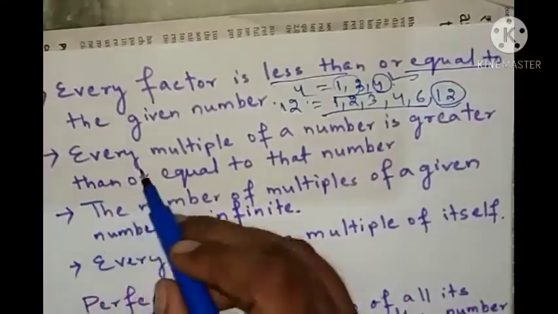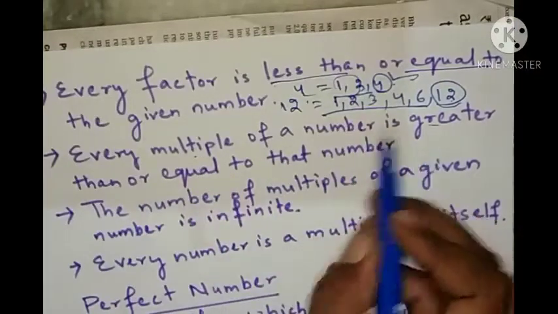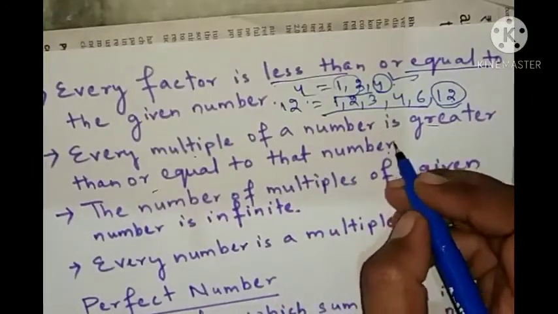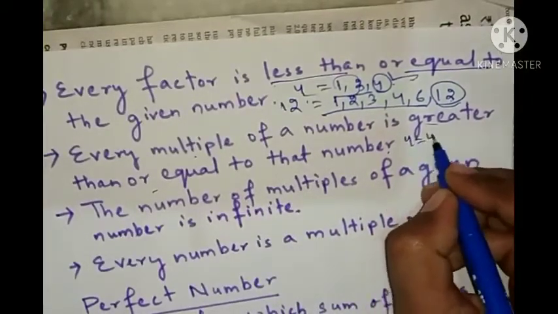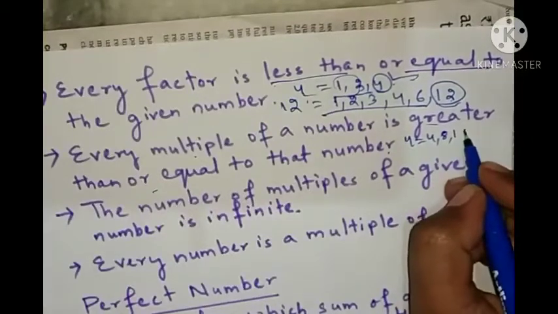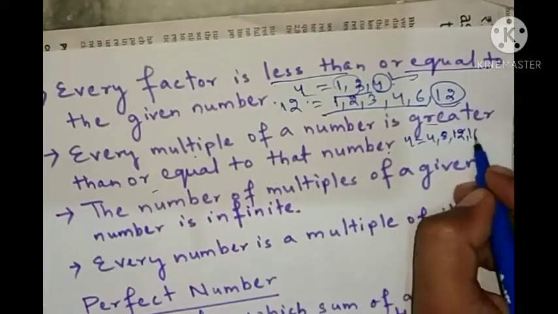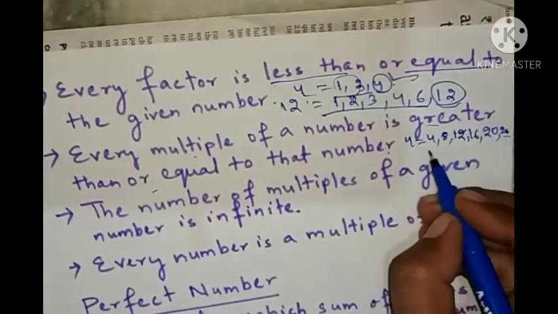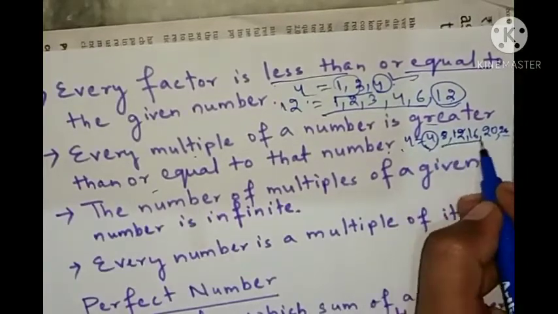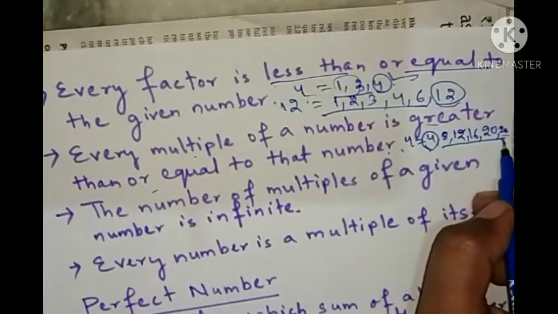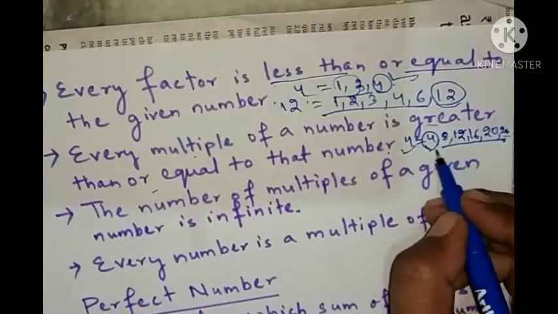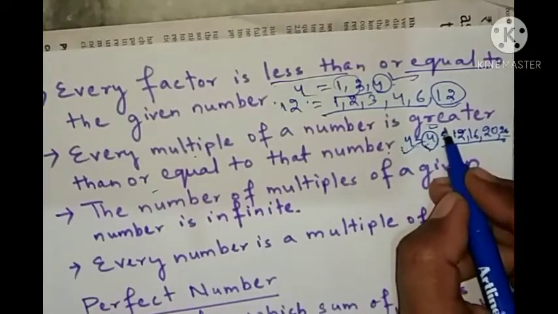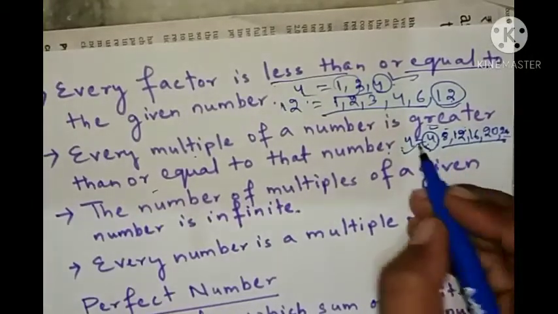Okay, next, every multiple of a number is greater than or equal to that number. That one we have seen. If I find out the multiples of 4, how much? 4, 8, 12, 16, 20, 24, like this it will go on. It is always equal to that number or greater than this number. So look at here, multiples. Multiples of 4: the first is 4, which is equal to 4, and others are 8, 12, 16, 20, 24, like that it will go on.